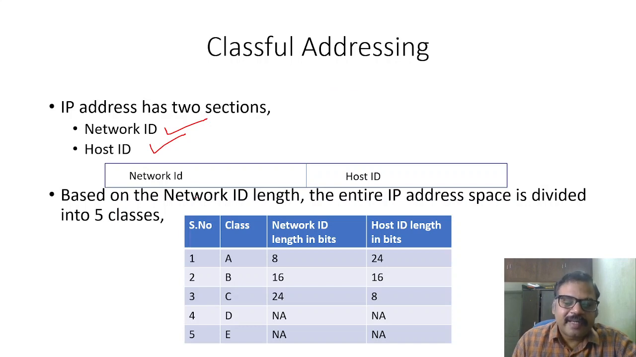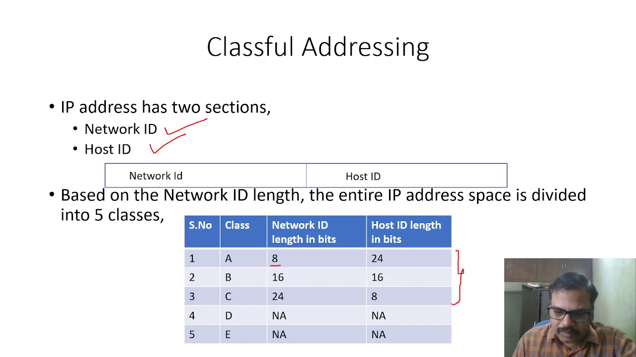In class B, the network ID length is 16 and the host ID length is 16. So this is the main differentiator between the classes. The length of the network ID defines the network class, whether it is class A, B, C, D or E. D and E are for some other purpose, which I will tell you later. So class A is 8 and 24. In class B, the first 16 bits are the network ID and the remaining 16 bits the host ID. In class C, the first 24 bits are used to identify the particular network, and the remaining 8 bits are used to identify the particular host in a network.